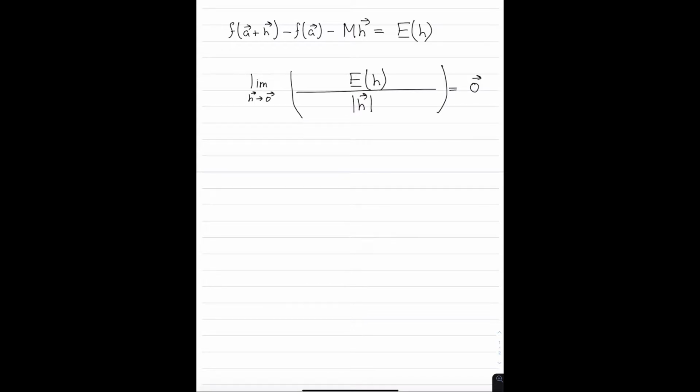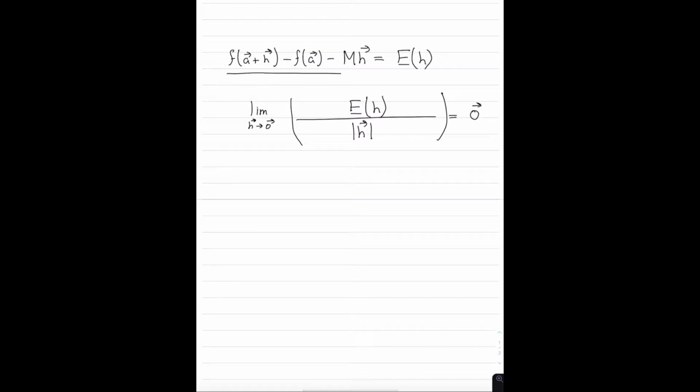So now we know that a function is differentiable if and only if f evaluated at vector a plus vector h, minus f evaluated at vector a, minus a matrix M times the vector h, is equal to E of vector h, where E of vector h divided by the norm of vector h goes to 0 as the vector h tends to the 0 vector. So this is the definition that we'll be using.